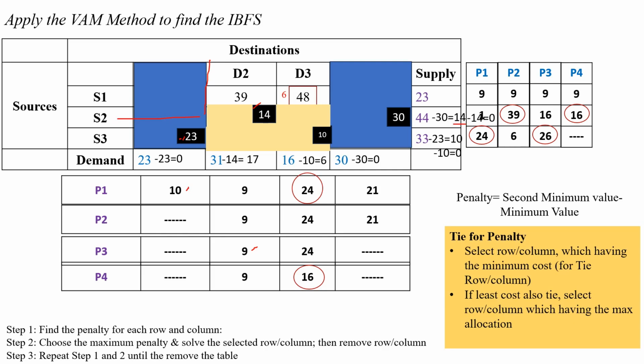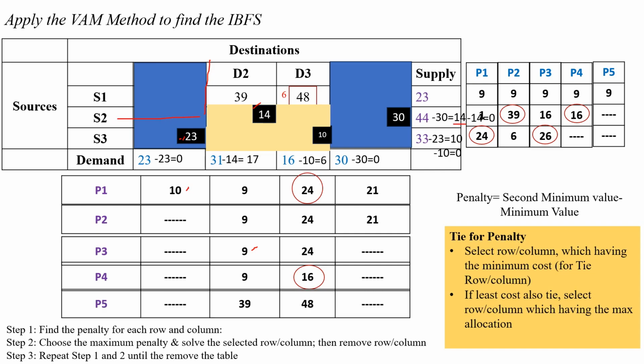So next, determine the penalty for the rows as well as the columns. Here for the S1 row the penalty is 9, and there is no S2 row and S3 row. Similarly, we have to calculate the penalty for the columns. For the D1 column, we are not considering it, there is no D1 column. For the D2 column 39, D3 column 48, and there is no D4 column. Among these penalties I have to choose the maximum value. Here the maximum is 48.